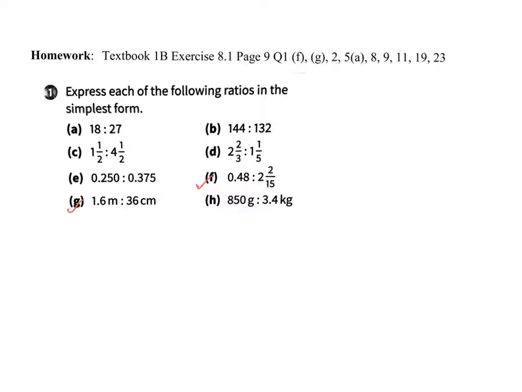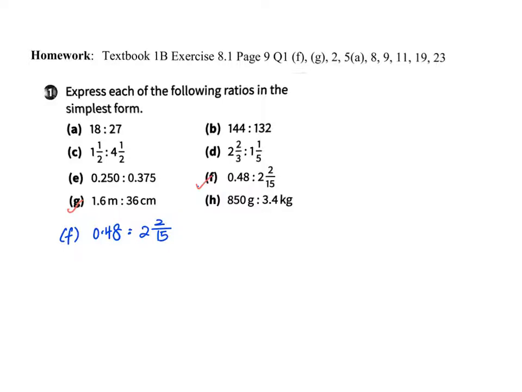0.48 is to 2 over 15. Now, what can we do? We don't like to deal with decimals and fractions. So my suggestion will be to change this from a decimal to an integer first. And I don't like the denominator 15. So what I can do is first multiply both sides by the number 15.